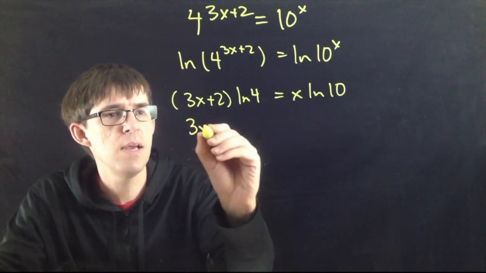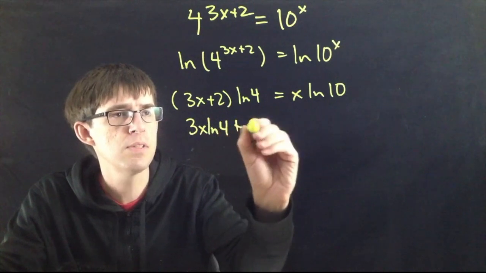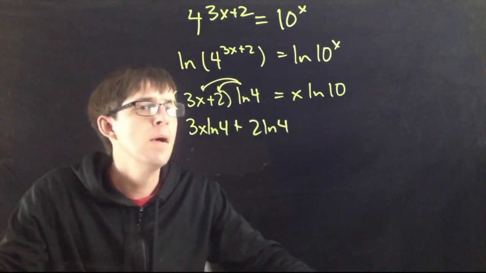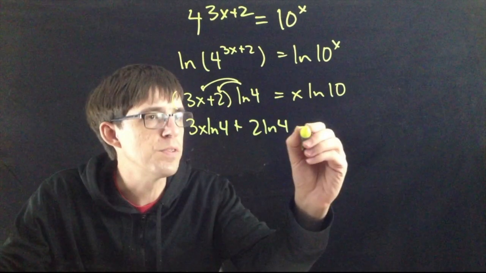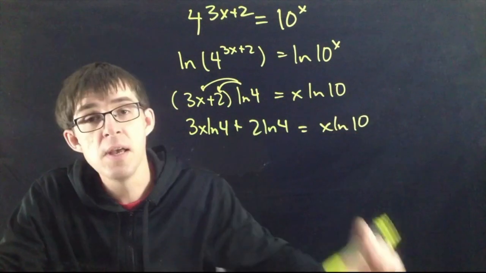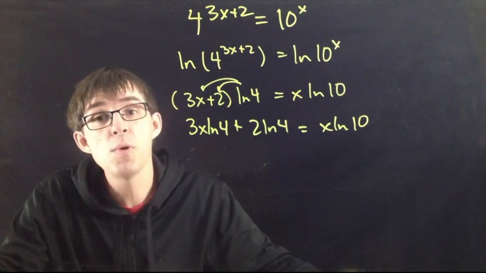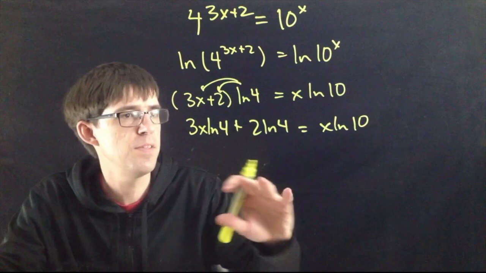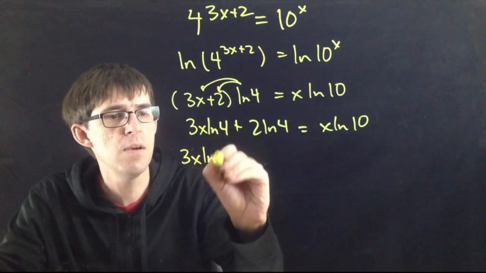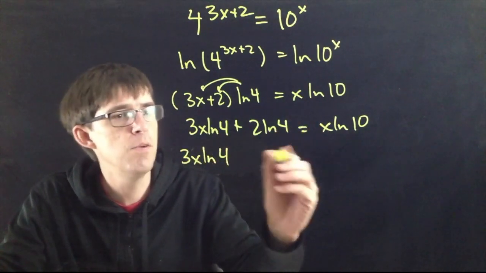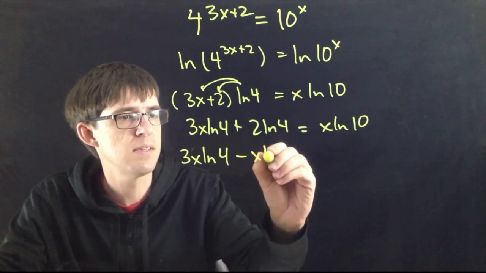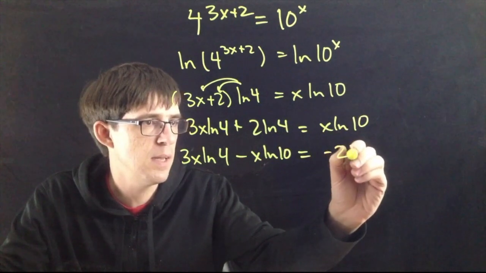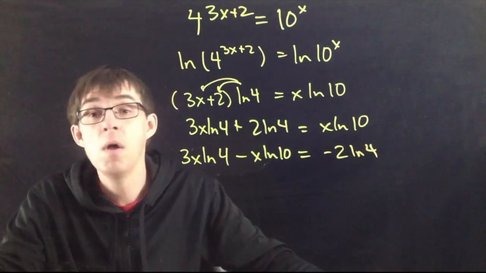It's going to say 3x ln 4 plus 2 ln 4, right? I like distribute like this, right? Equals x ln 10. Now I have three things, like I said I was going to do. I'm going to put all the ones with x on them on one side and all the other ones on the other side. Let's put the x stuff on this side. So 3x ln 4 can stay here. This guy I'm going to move over here by subtracting it. Minus x ln 10. And this guy I'm going to move over here by subtracting it. Negative 2 ln 4.